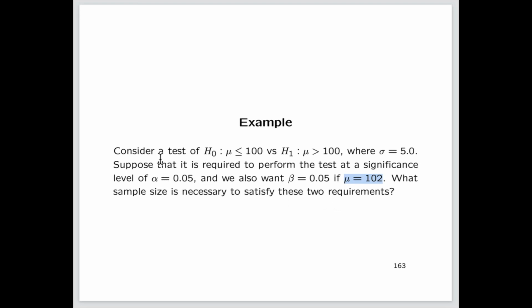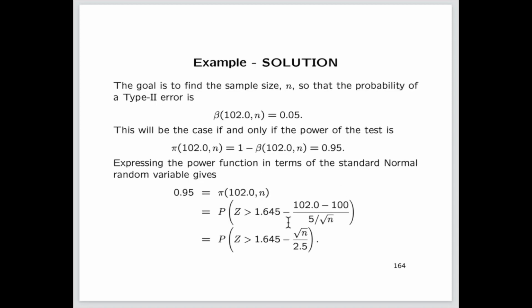Now remember that regardless of the sample size, we can specify or set up the test so that alpha is 0.05. But in order to satisfy that criterion, along with this criterion about beta, we're going to have to make sure that we have an adequate or large enough sample size. And so that's the question. What sample size is necessary to ensure that both alpha and beta are no more than 5% when mu is equal to 102?